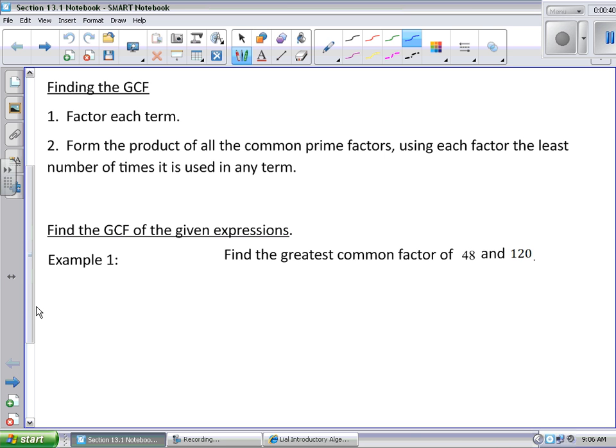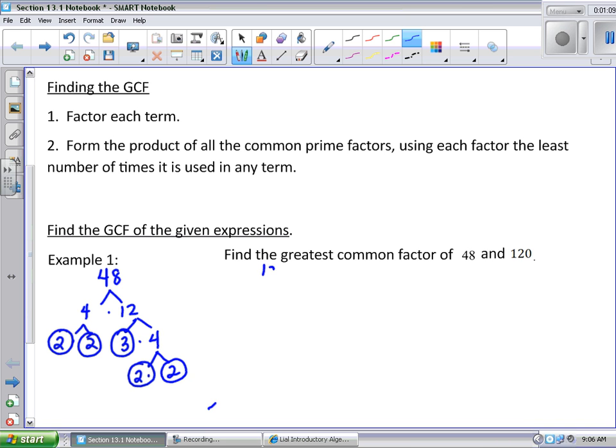For example, find the greatest common factor of 48 and 120. 48. If I factor 48, I know it's 4 times 12. 4 is 2 times 2. 2 is prime. I can stop factoring. 12 is 3 times 4. 3 is prime. 4 I can factor as 2 times 2.